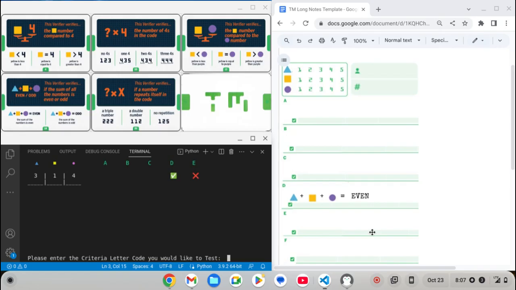So let's go ahead and type that up in our notes for section E. And again, I'm going to deduce the solution is a double number. Okay, so what that means is that we have a pair of digits.